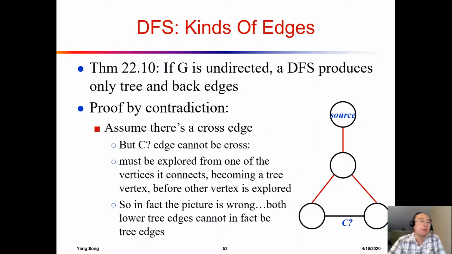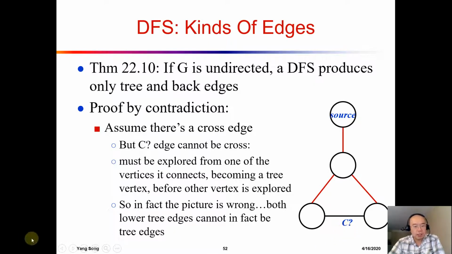And let's do another one. If we have the source, and then we have the tree edge here, and two tree edges here and here, and then this one. This will be a cross edge, right? But the theorem says if we are doing the depth first search, we won't have a cross edge. And can we have this one?